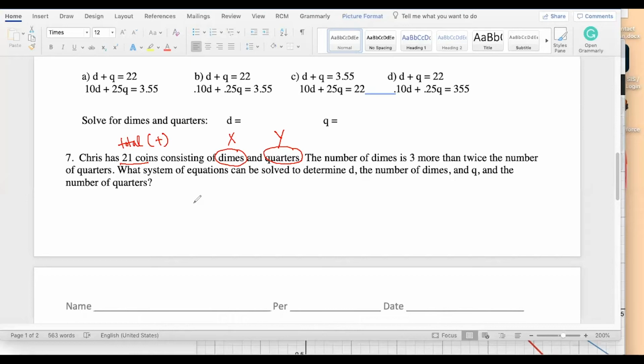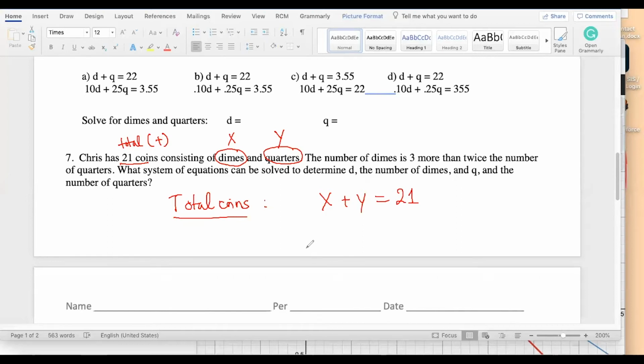So then that gives me my first equation, X plus Y equals 21. Okay, because he has that total coin, like we said earlier. So total coin, we have X plus Y equals 21. All right.